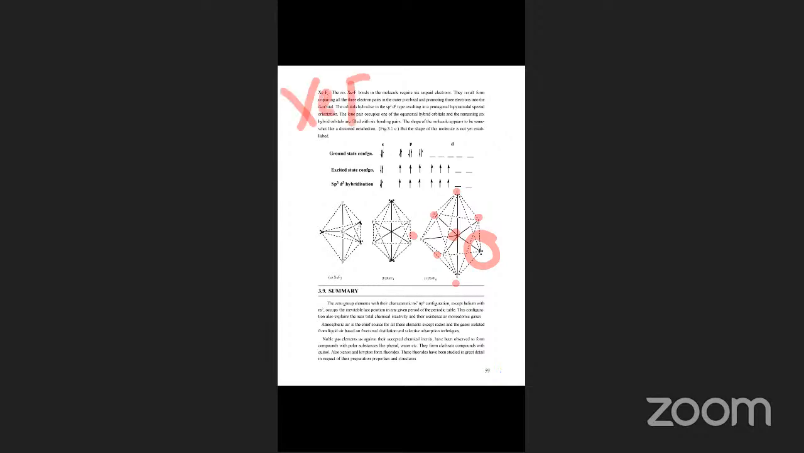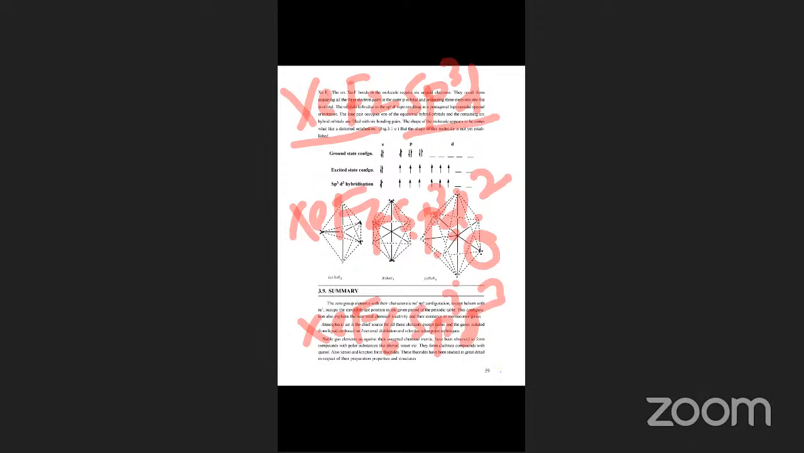XeF2, XeF4, XeF6: sp3d, sp3d2, sp3d3 hybridization. The structures are linear, square planar, and distorted octahedral. Remember this. XeF2: sp3d hybridization, linear structure. XeF4: sp3d2 hybridization, square planar structure. XeF6: sp3d3 hybridization, distorted octahedral structure.